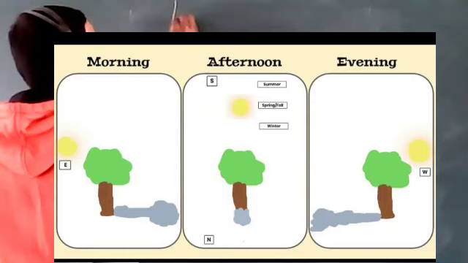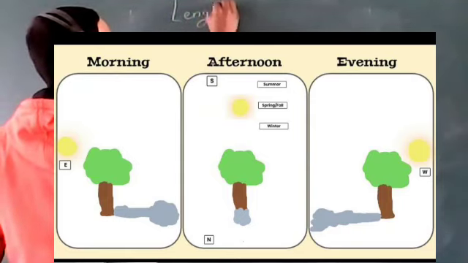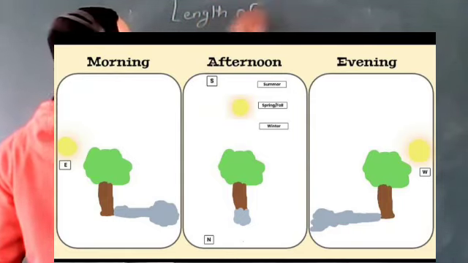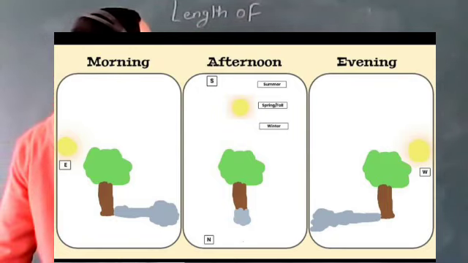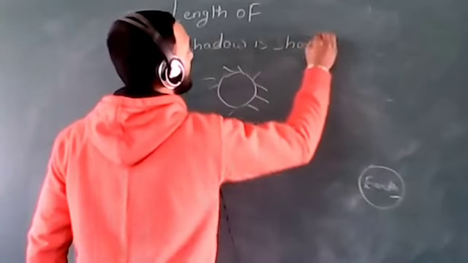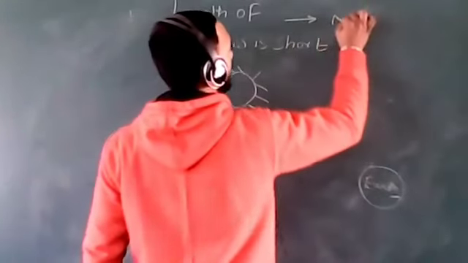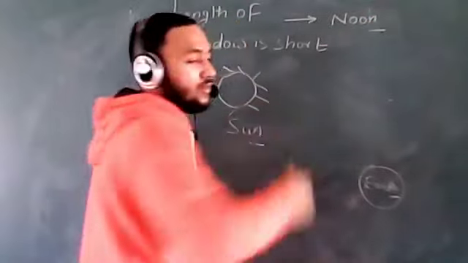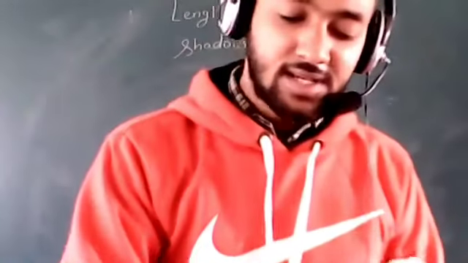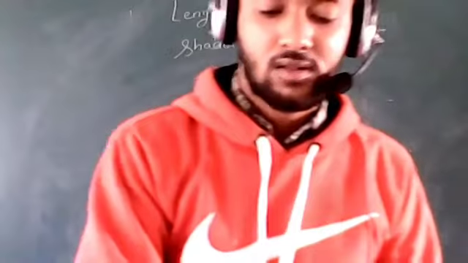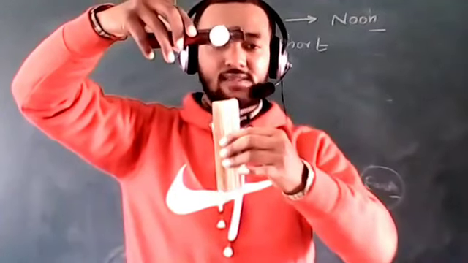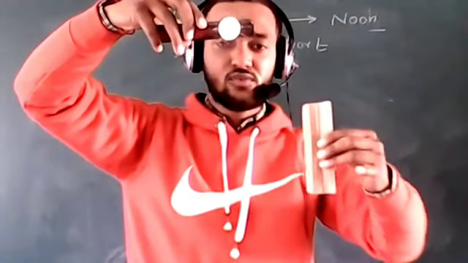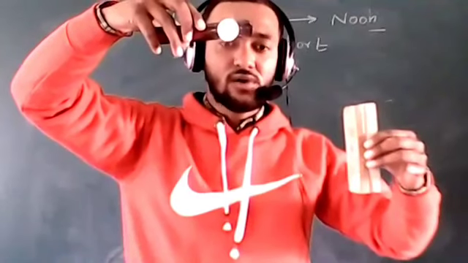So, the length of shadow, we have concluded, the length of shadow is short at which time? Noon time. Why has it happened? Because the sun is overhead, just like this condition. So the length of shadow is short, and as the earth goes farther from the sun, the length of shadow increases.